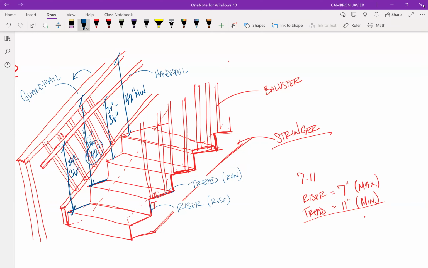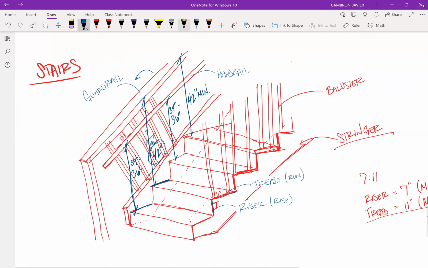Okay, so I think that's it. So we've covered the rise and the tread, which is 7 and 11. We've covered the stringers, we've covered the balusters, and we've covered the handrail and the guardrail. So these are all key terms that are probably going to come up as we begin to explore the different options in Revit when it comes to staircases.